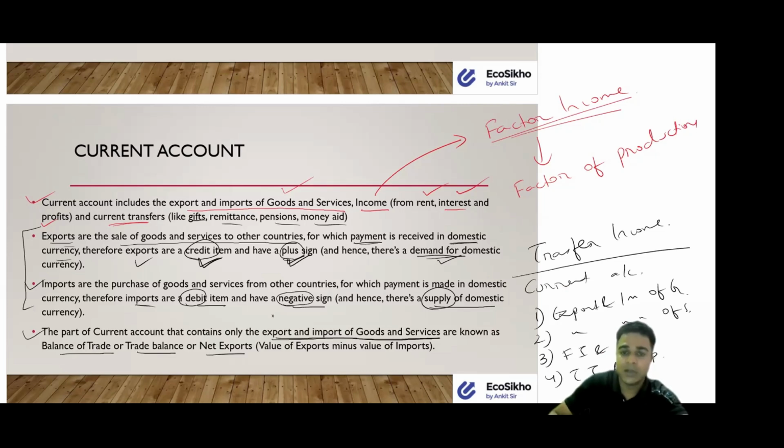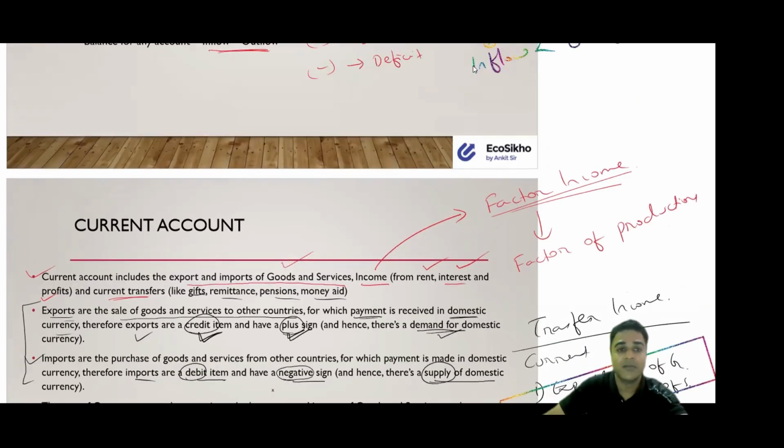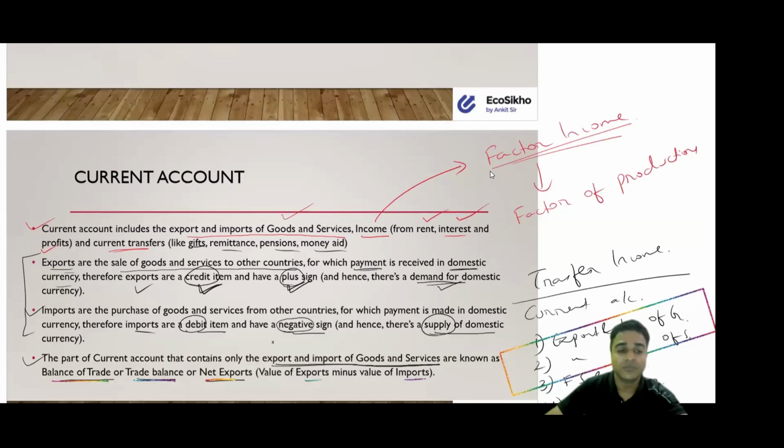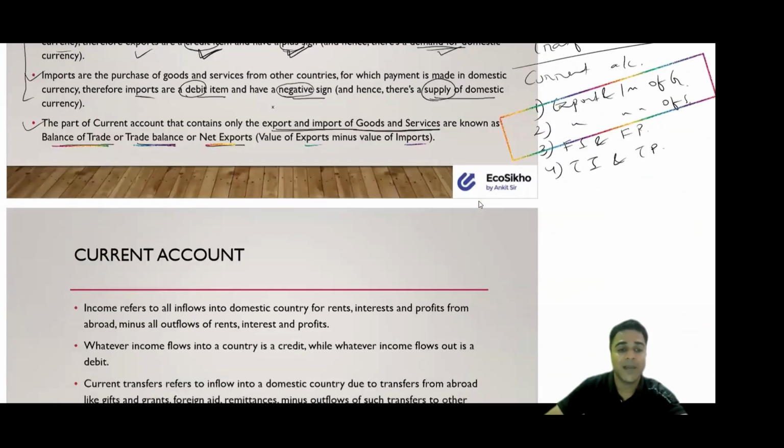So this particular part of the current account, where I'm only talking about the exports and imports of goods and services, is what you call balance of trade, or more commonly it is known as trade balance or net exports. And how do we find net exports? It is simply exports minus imports. If you remember from our previous discussion, balance for any account can be found out using outflows minus inflows. So that was about the trade balance.